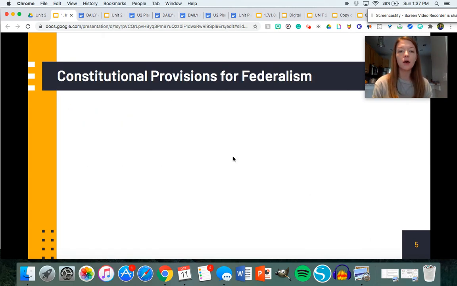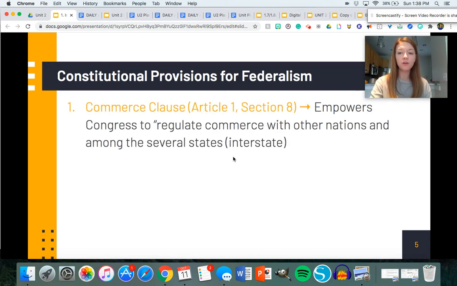Now, we do see 10 constitutional provisions for federalism. I know it's a lot, but we'll go pretty quickly. So these are the 10 big things that we point to that outline this federal system of government. The very first one is the Commerce Clause, and that is found in Article 1, Section 8. This is a power of Congress to regulate commerce with other nations and among the several states. So we call this interstate commerce or interstate trade.